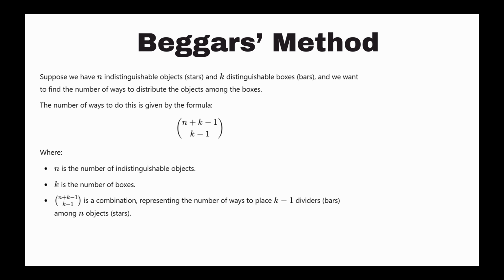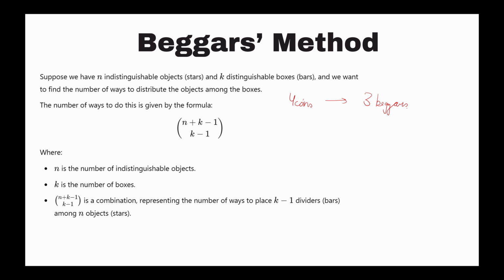Now let's talk about another way of solving questions, which is known as the beggar's method. What happens in this type of question is, let's say you have 4 coins with you and you have to distribute them among 3 beggars. What are the ways in which you can distribute these 4 coins to 3 beggars?